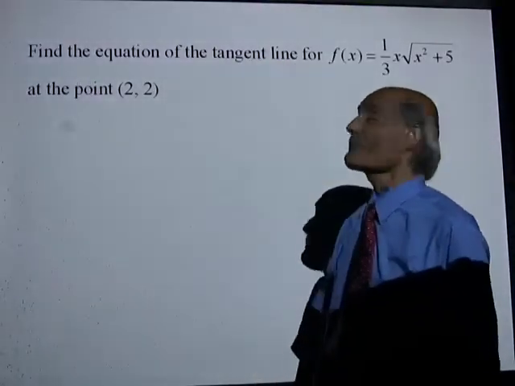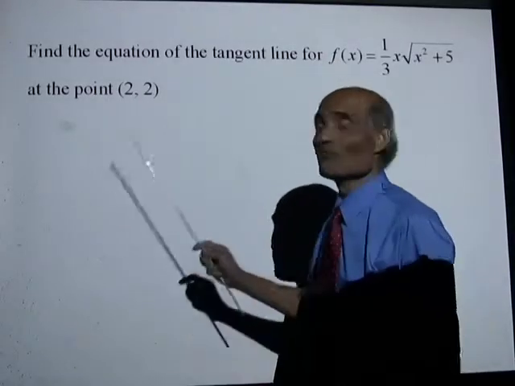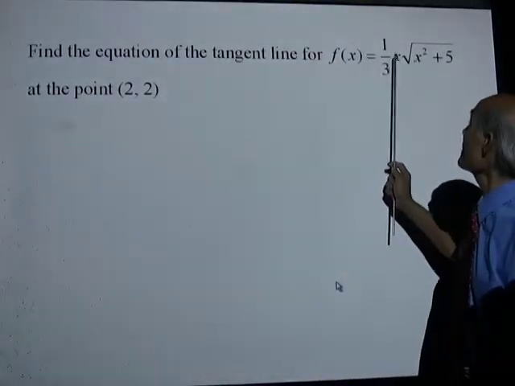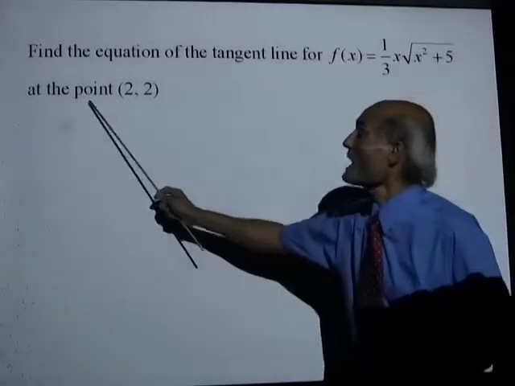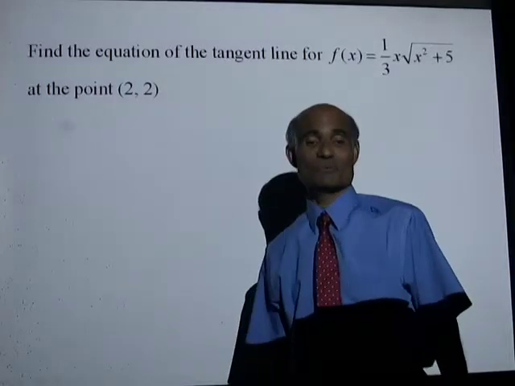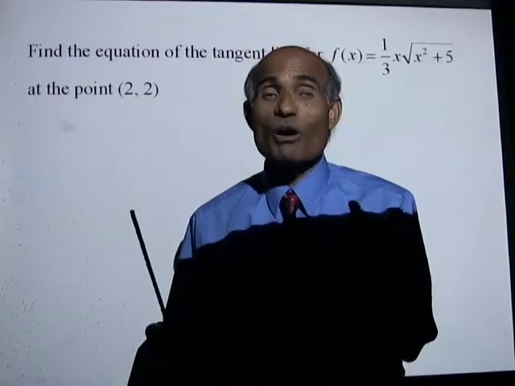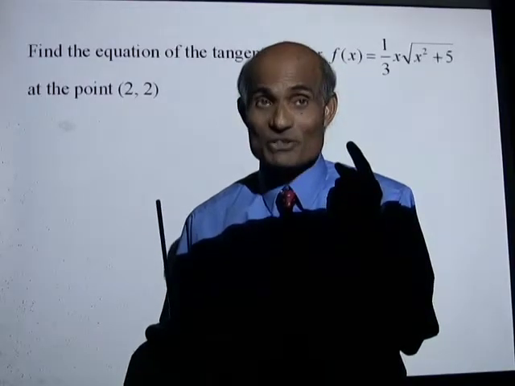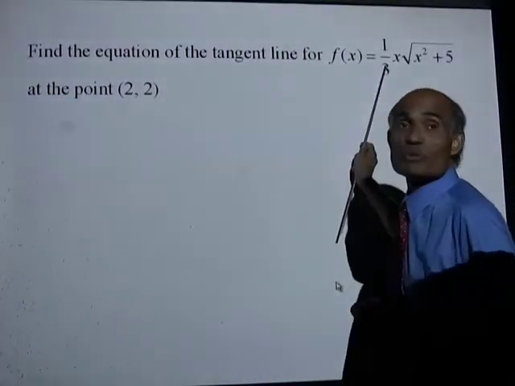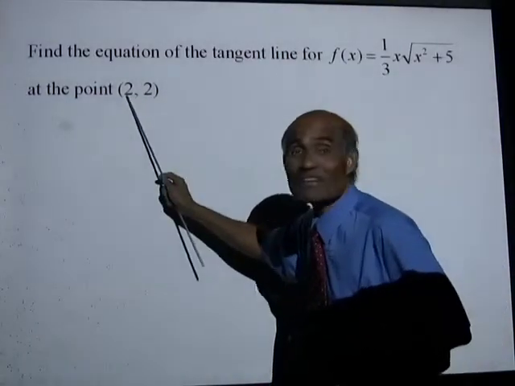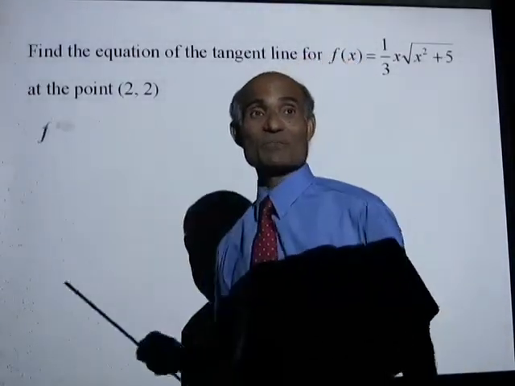Find the equation of the tangent line. A very common problem that we do, is that right? For f of x equal to 1/3 x times square root of x squared plus 5 at the point (2, 2). To find the equation of the tangent line, we need the slope of the tangent line at that point. So we need to find the derivative of this function at x equal to 2, and that will be the slope of the tangent line at x equal to 2.